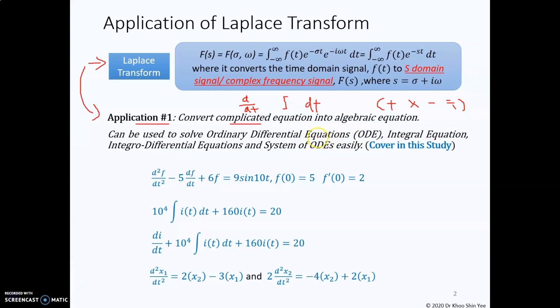In Engineering Mathematics 1, you learn how to solve the ODE. However, the procedure is long. So in this study, you will learn a new method which involves the Laplace transform, and you will find that in this method, you can solve it much easier because you convert the differentiation into plus, minus, multiply, and divide. So this is an algebra equation.